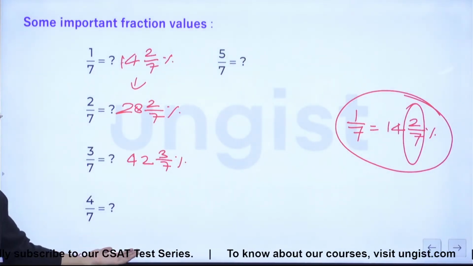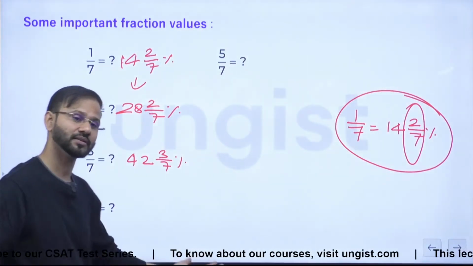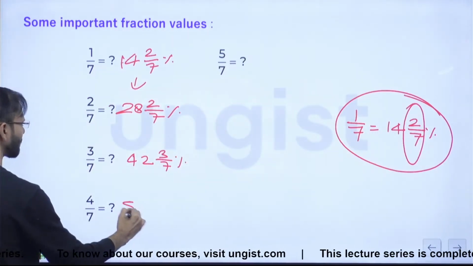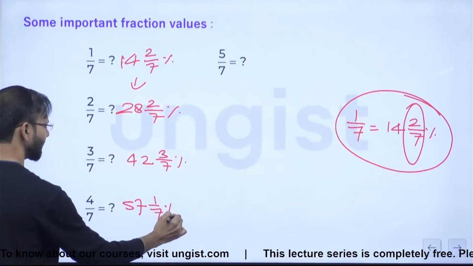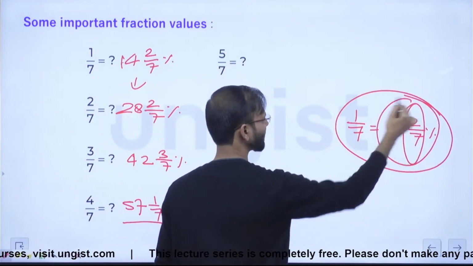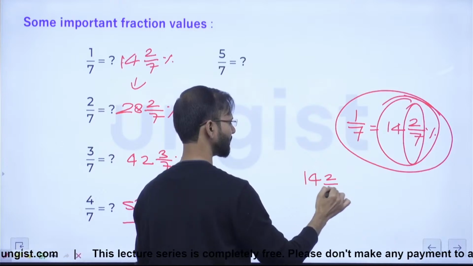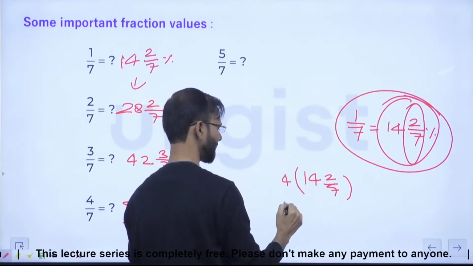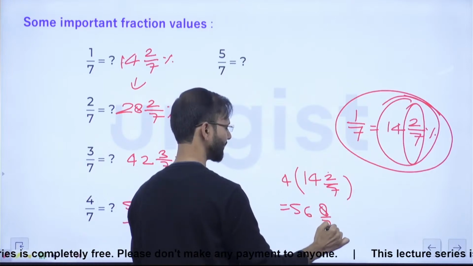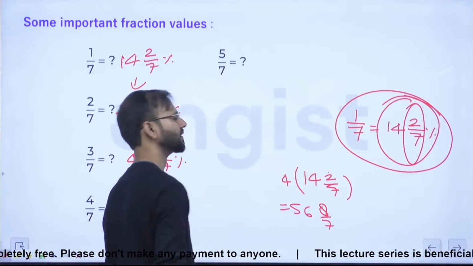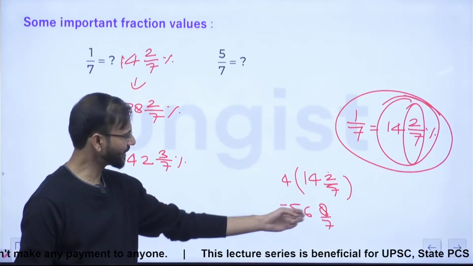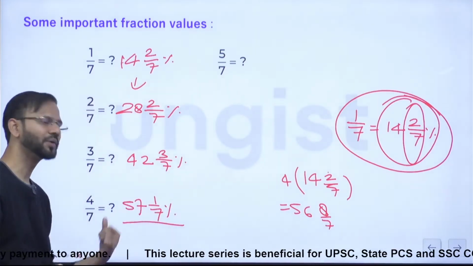बताइए, 8 by 7 means what? 1 will be added to 56, right? So this will become what? 57 1 by 7%. Everyone, think about it. This entire value will be multiplied with 4. So 14 2 by 7 into 4 times, right? So this is 56 and this is 8 by 7. Fine. So this 8 by 7 is again a mixed fraction. So 1 will be added to this. It is 1 1 by 7. So 1 will be added to this, and this will become 57 1 by 7%.